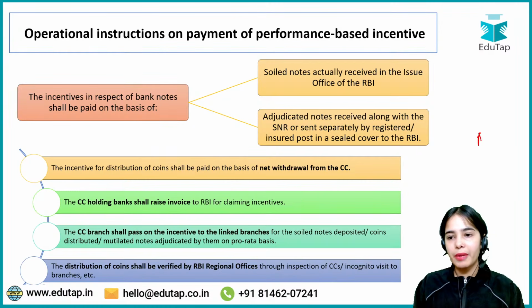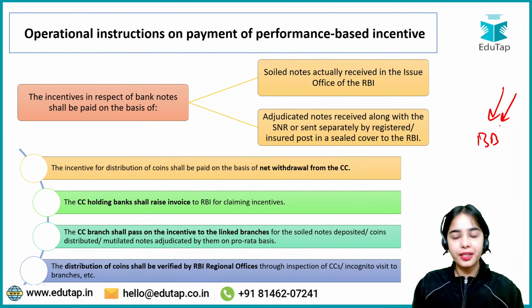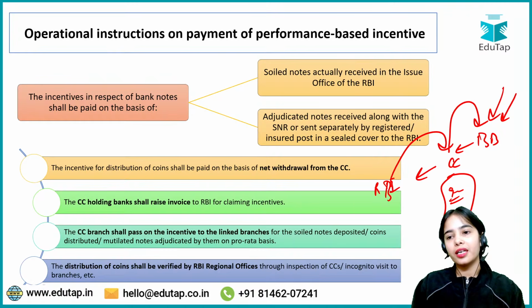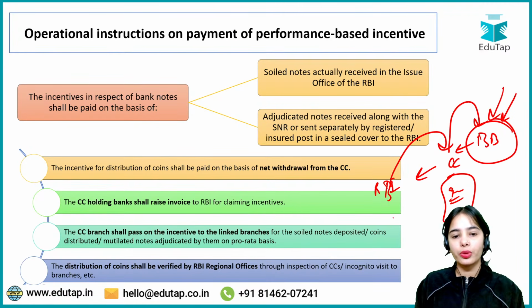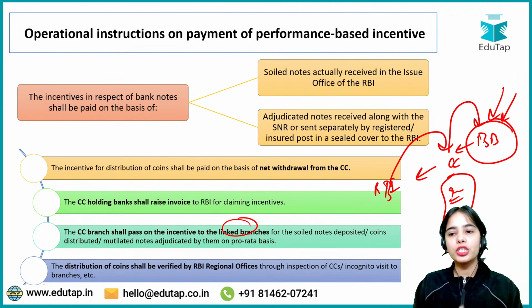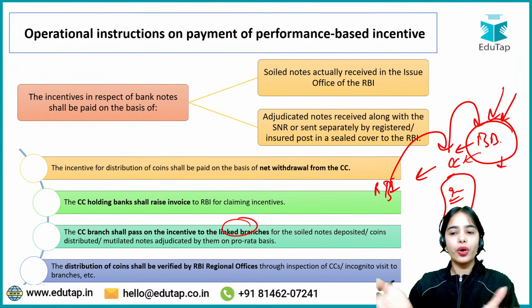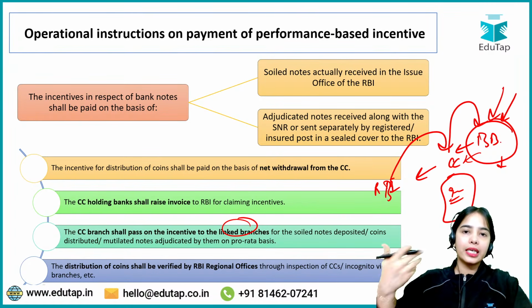So basically, the bank branches are collecting the soiled notes and the mutilated notes, and they send them to the currency chest, which sends them to the RBI and raises the invoice for the incentive. RBI will provide the incentive to the currency chest, and the currency chest will share the incentive with the linked branches on the basis of how many soiled notes and mutilated notes have been received from a particular bank branch, and how many bags of coins have been distributed by that branch. According to that, the incentives will be sent by the currency chest.